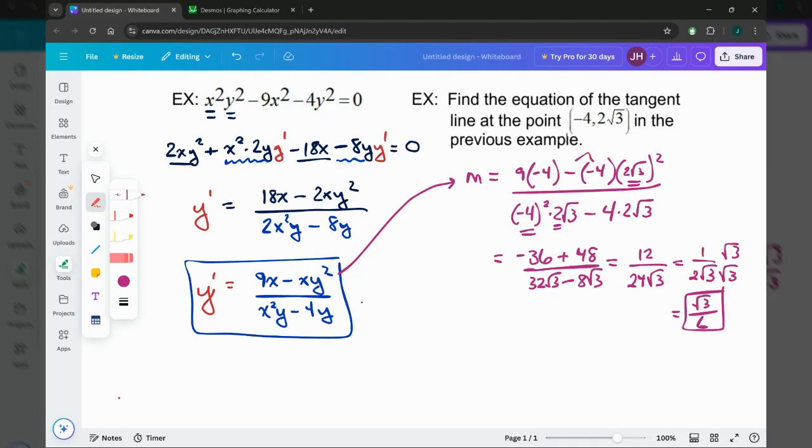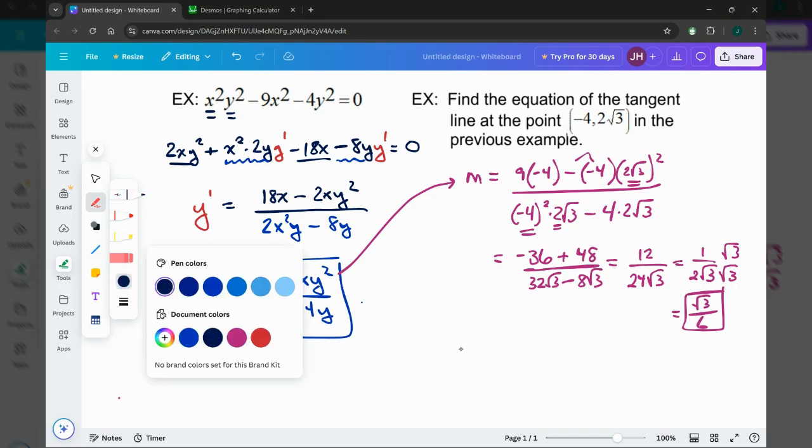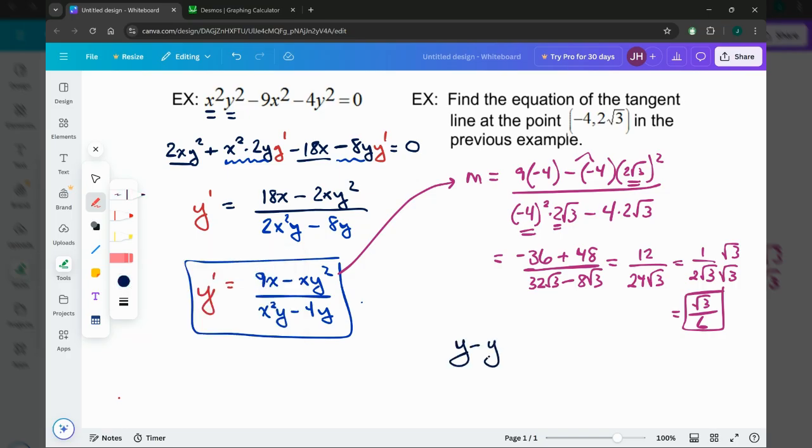Now, wait a minute. How do I write the equation of my tangent line? If you've watched some of my previous videos, I always use point slope. And here's the reason I use point slope, because I really have a point and I have a slope. So let's use point slope. It would be y minus 2 radical 3 equals my slope, which is radical 3 over 6, times x minus -4. So this would be the equation of my tangent line at that point.